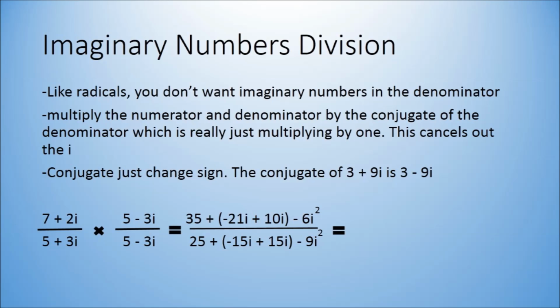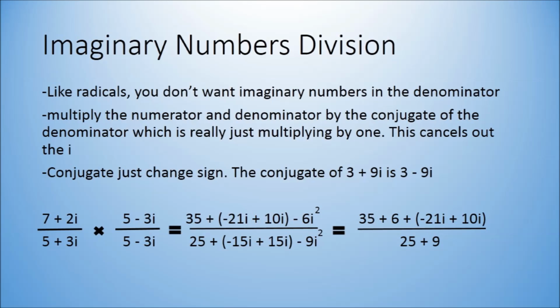So I can just have you take a look at this work. If you understood the multiplication section, you should understand what's going on here. Basically, when you multiply the two denominators, in this case, you get positive 15i and negative 15i, which just cancel out, and you're left with 25 minus 9i squared, and 9i squared is just negative 9, and so 25 minus negative 9 in this case is 34.